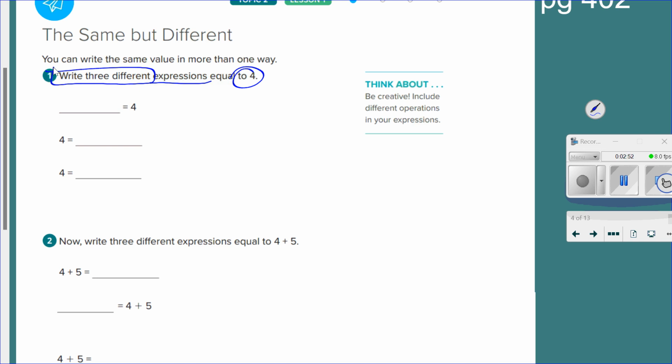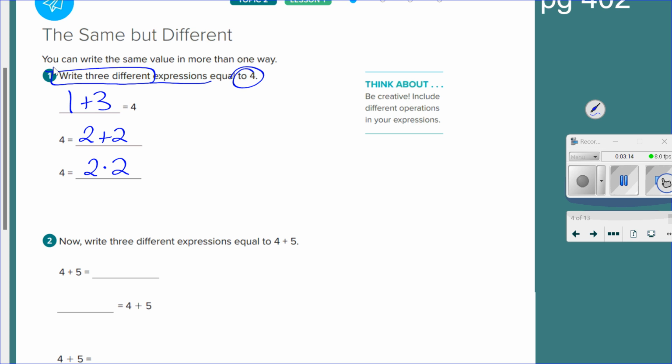1 plus 3. All right, who can tell me another one? 2 plus 2. How about not an addition problem? 2 times 2. Okay, all of those equal 4.